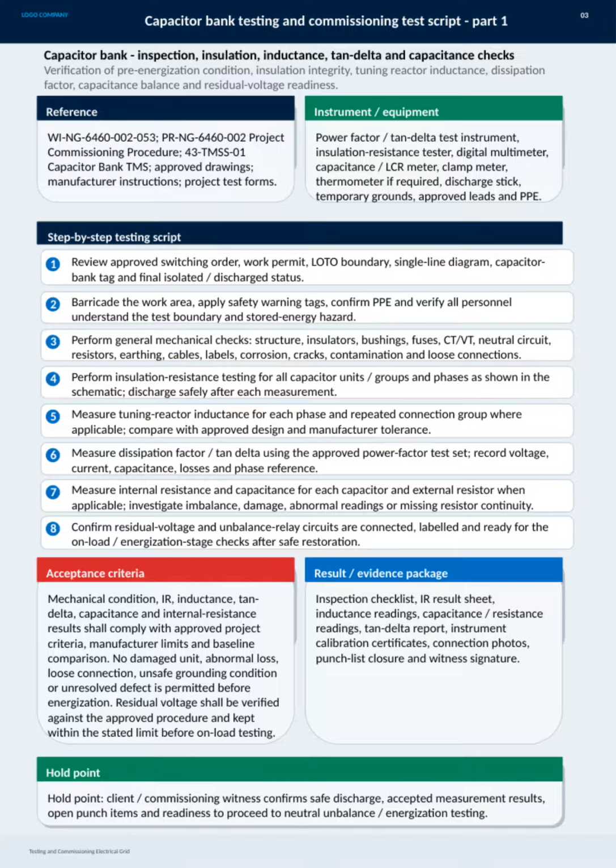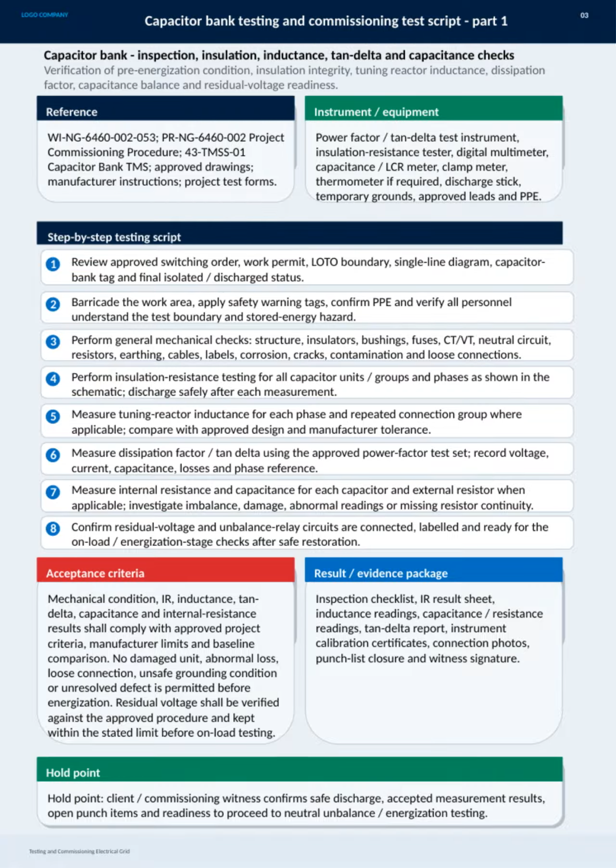Here we have a detailed overview of the capacitor bank testing and commissioning process. The focus here is on inspection, insulation, inductance, tan delta, and capacitance checks, which are critical to ensure the system's reliability and safety before energization. We start by verifying all pre-energization conditions, including insulation integrity and tuning-reactor inductance, along with dissipation factor and capacitance balance. These steps ensure the equipment is ready and safe for operation.